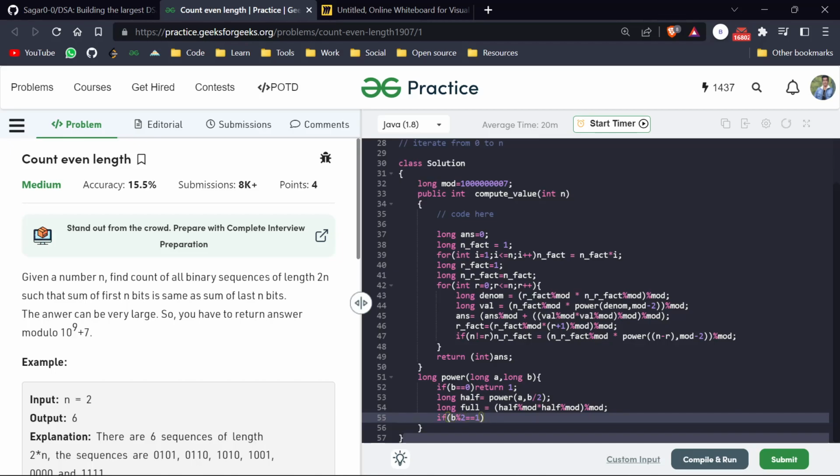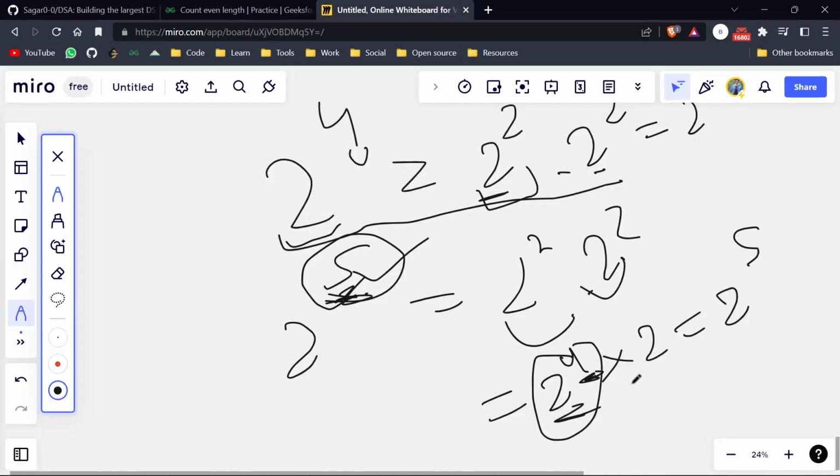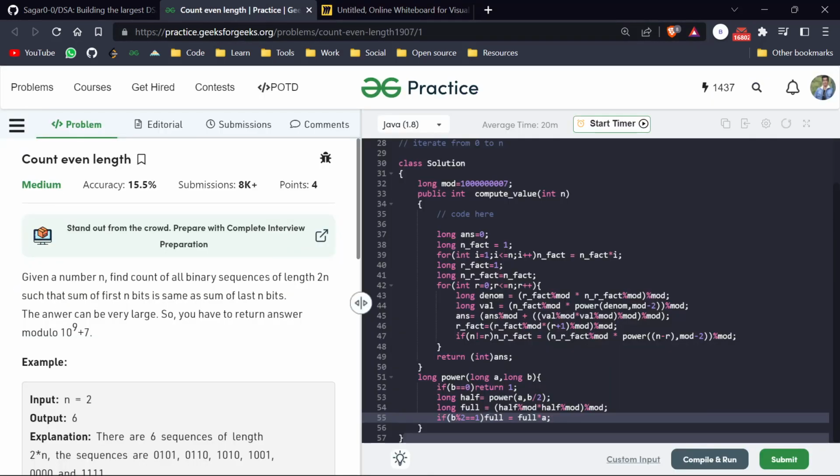So if it is odd, then what will we do? We will multiply the full answer with a, because that is the thing we are doing here. This is our full answer and we are multiplying it with a. That is our base. And if we are multiplying, then we have to use mod here.